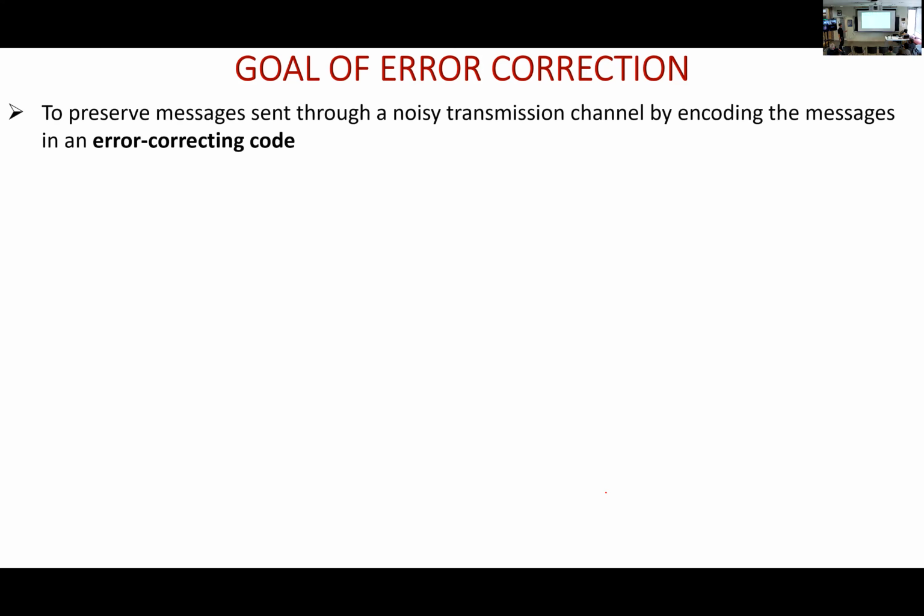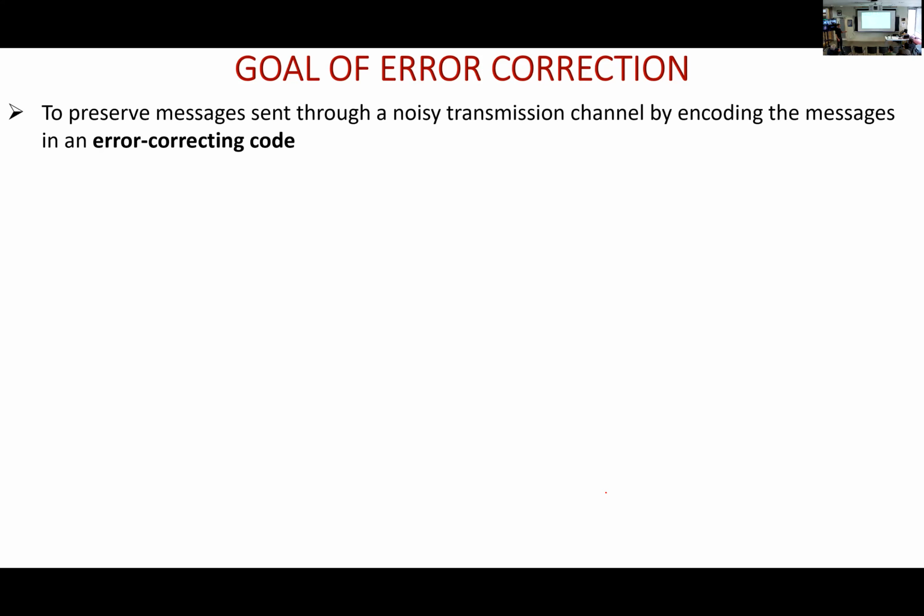Okay, so that was state tomography. We were trying to figure out what is in our system, and now we want to protect information stored in our system. Let's go to error correction. The goal of error correction is to preserve messages sent through a noisy transmission channel by encoding the messages redundantly in what's called an error correcting encoding or an error correcting code.